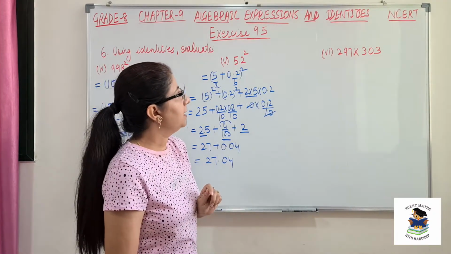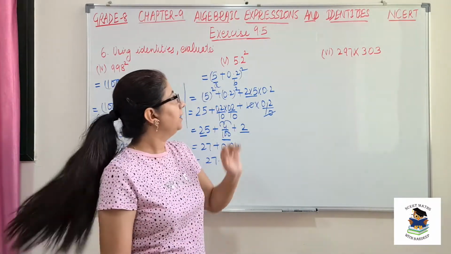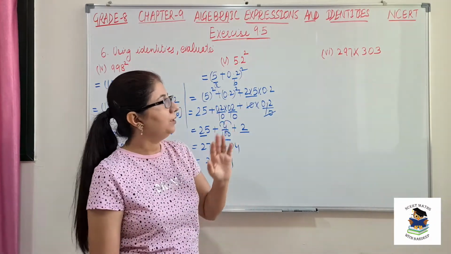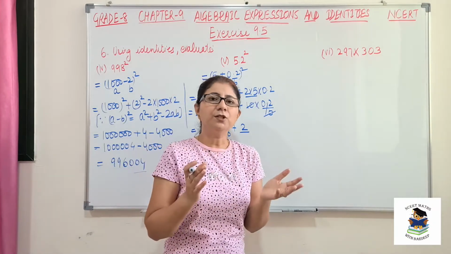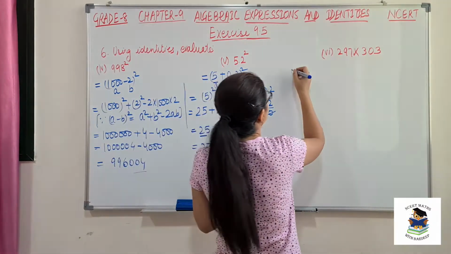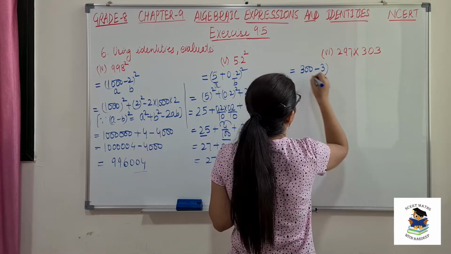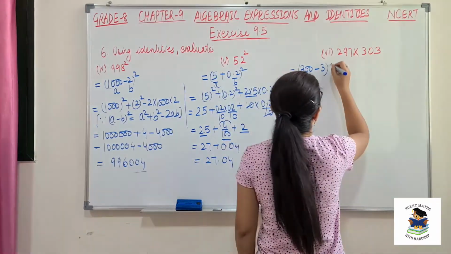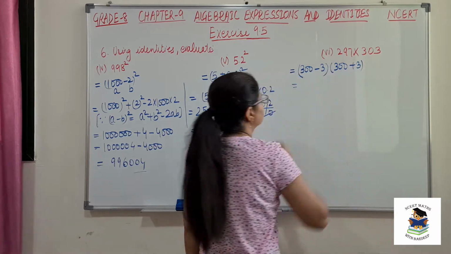So let's move on to the next part. This is 297 into 303. You can see here that 297 is also near to 300 and 303 is also close to 300. So we will split them in such a way that we can get 300 as a common number. So 297 can be written as 300 minus 3. Okay. And 303 can be written as 300 plus 3.